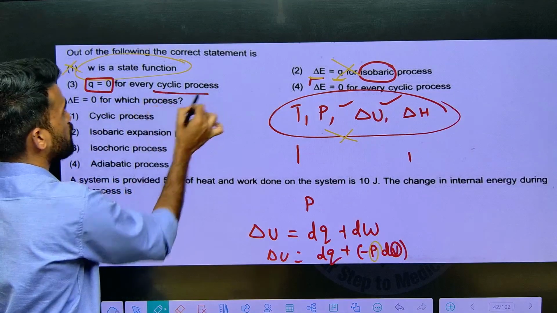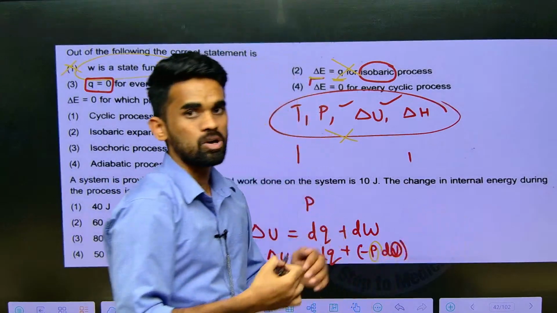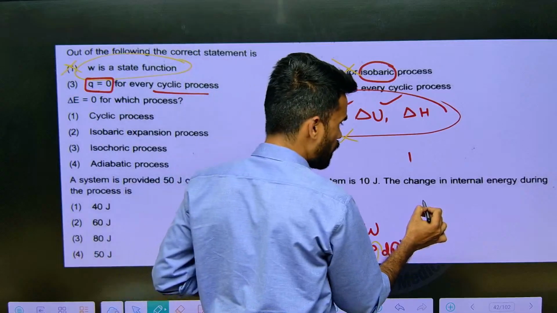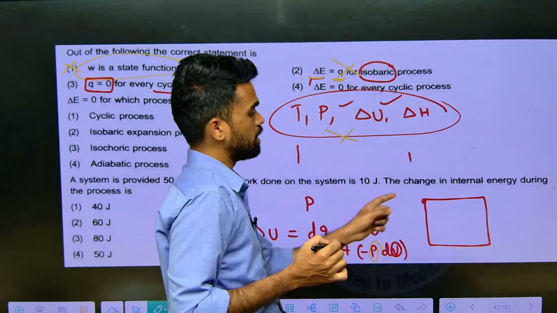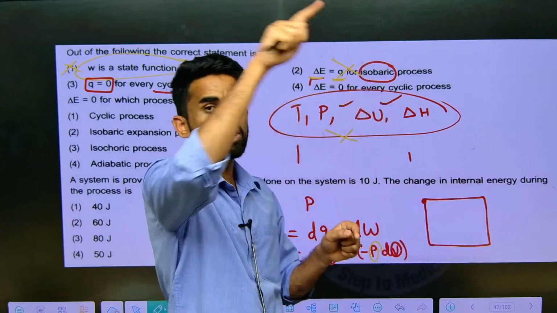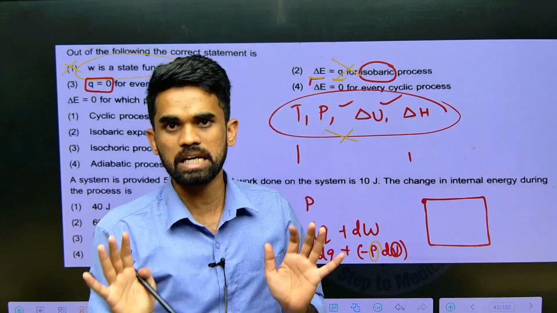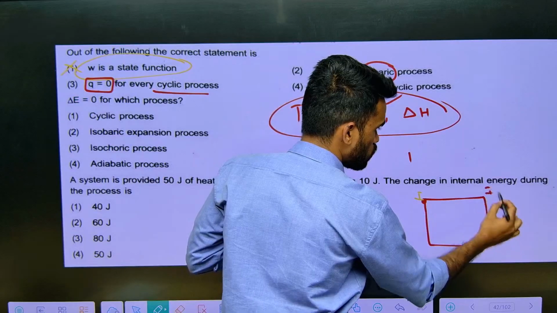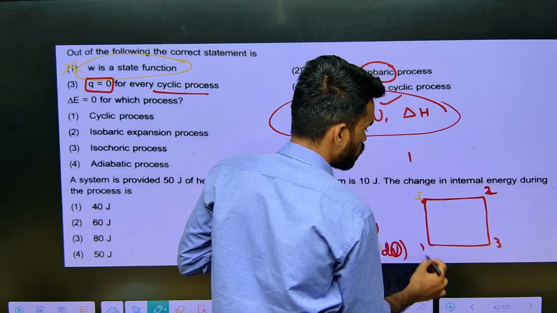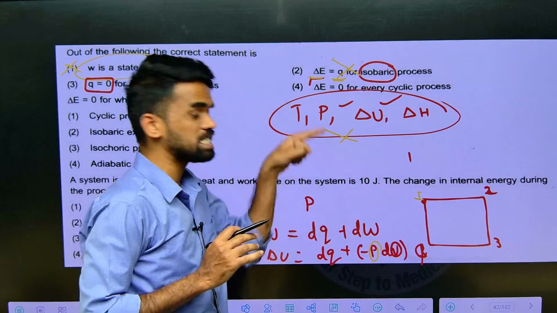What do we mean by a cyclic process? If a thermodynamic process starts here, and I reach like this, it is happening in a closed loop. If it is happening in a closed loop, we can say it is a cyclic process. Going from 1, 2, 3, 4, and again back to the first, this is happening in a cyclic loop.